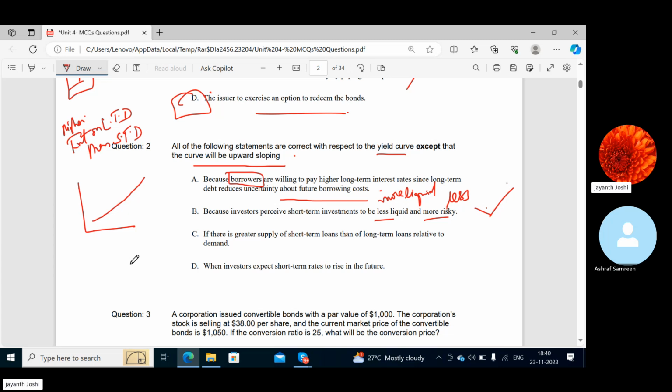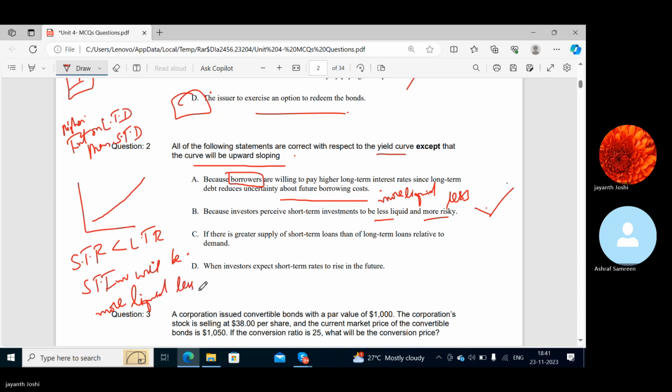Yield curve that is upward sloping indicates short-term interest rates are lower than long-term interest rates. Short-term rates are less than long-term rates for upward sloping yield curves, and that shows short-term investments will be more liquid because you'll be getting money in a very short span of time, right? And less risky. So this is the right answer. This goes well. Next question.